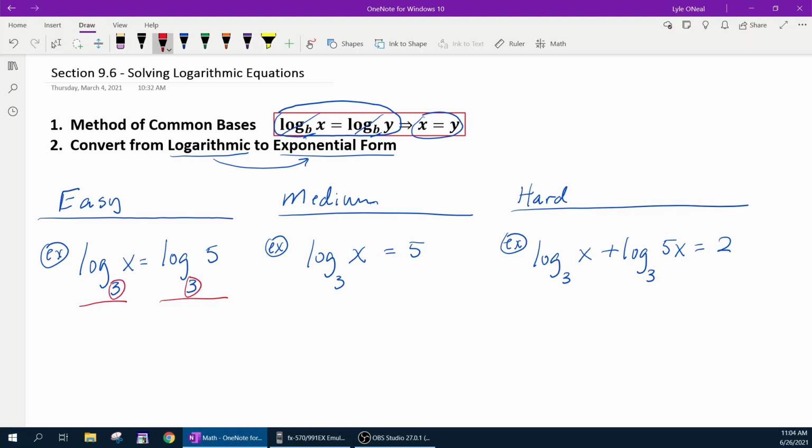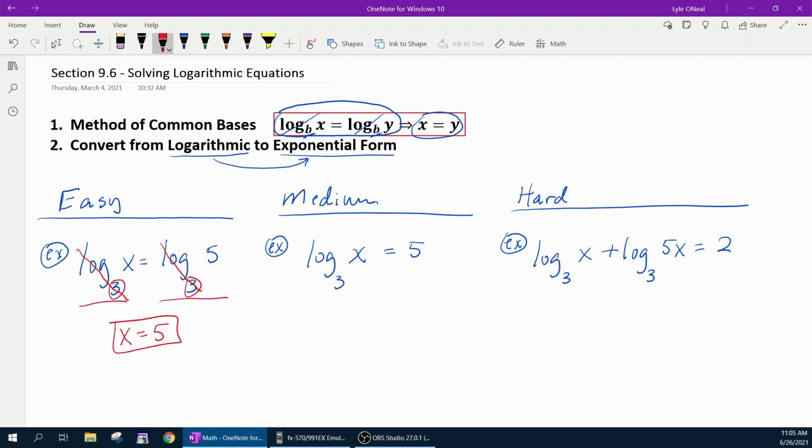So much like our method of common bases, if you have log base 3 of x equals log base 3 of 5, if it's a log equals a log and the bases are the same, effectively they can cancel. And look, there's your answer right there. So that is super easy for that particular setup.